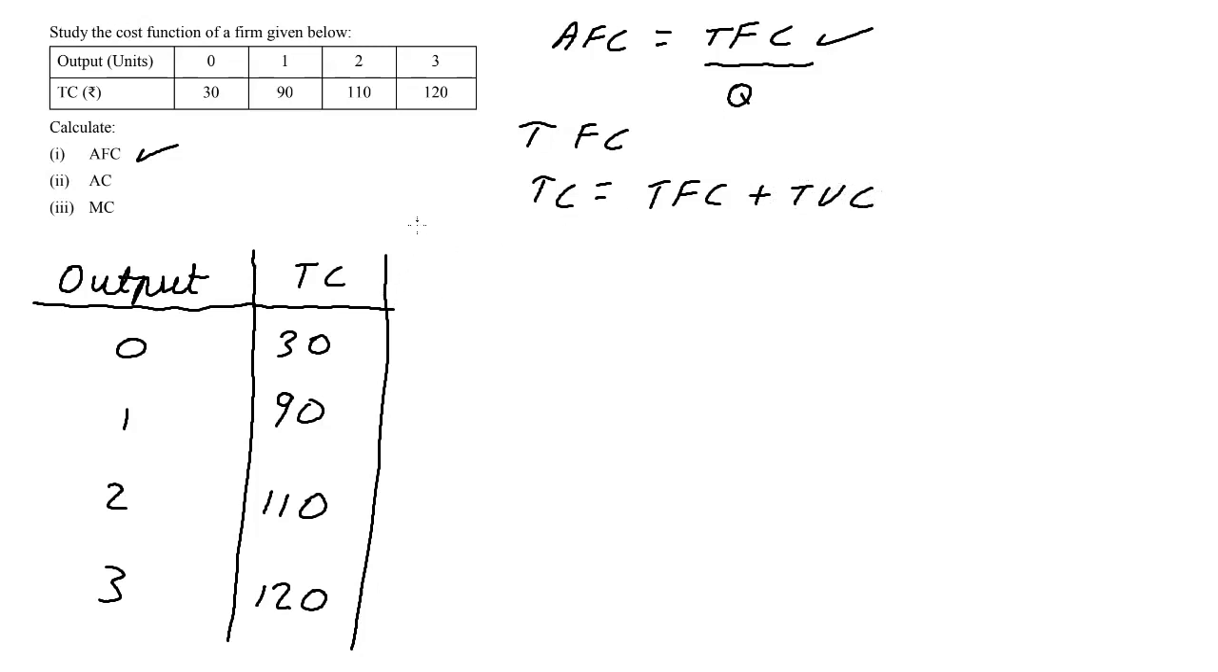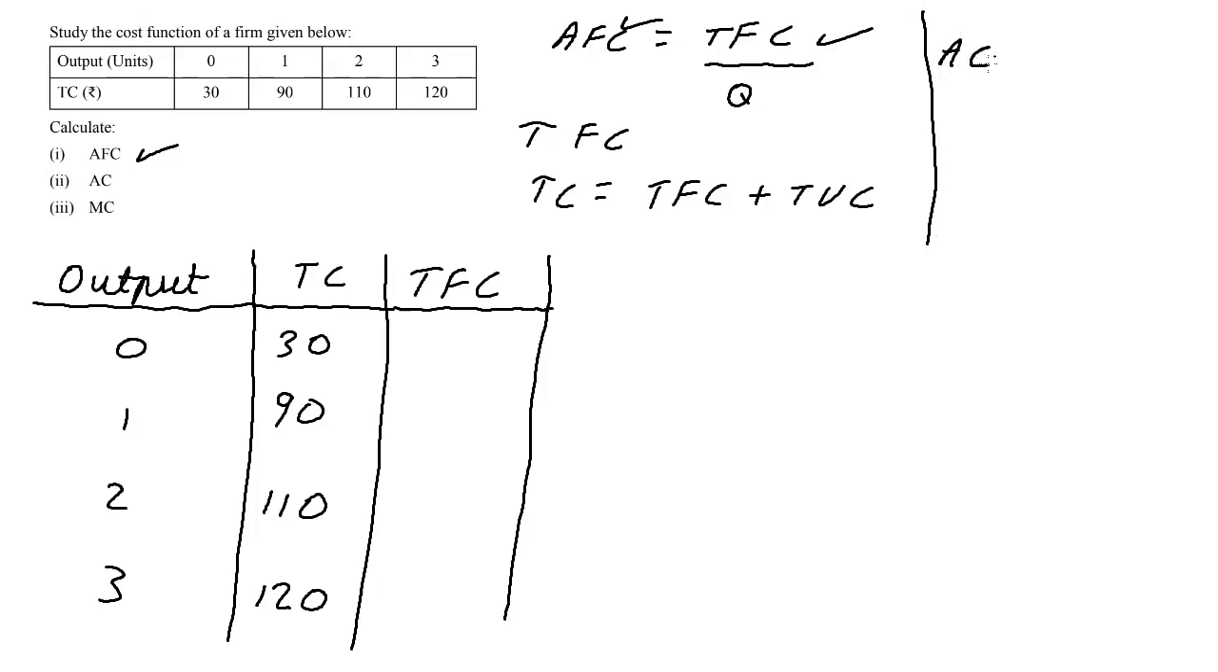So if these people want us to calculate average fixed cost, we first need total fixed cost. So that is one column which anyhow is required. Then going forward, they want average cost, and remember, average cost or average total cost is equal to total cost upon quantity. We have total cost right here, so there's no worry.